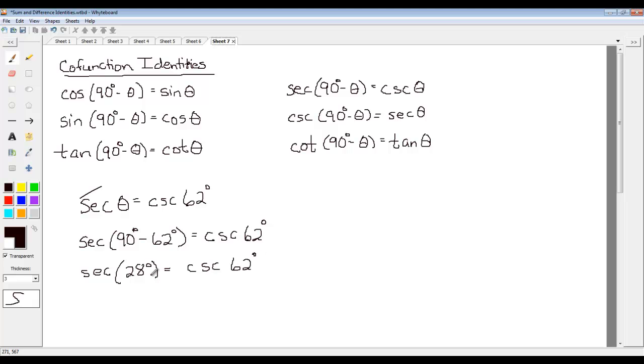So these two angles are going to add up to 90 degrees. If they give it to you in radians, then instead of 90 degrees, you're dealing with pi over 2. Something like that. But now you can work with those cofunction identities if they pop up, if you're asked to do something with those.